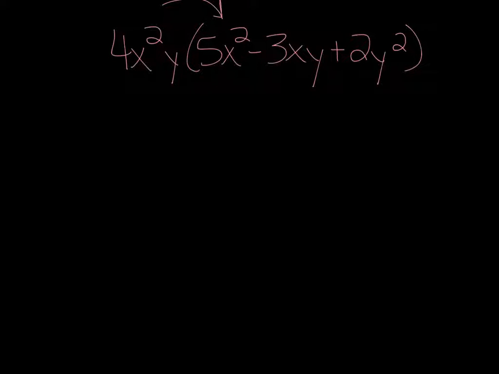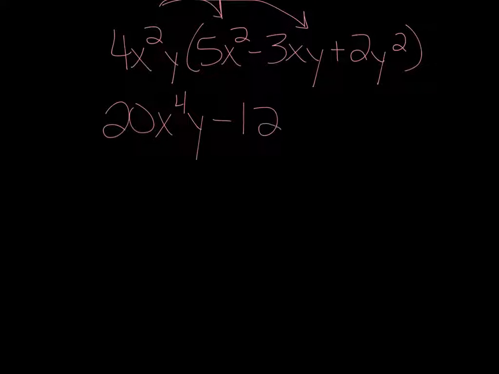So let's distribute. 4x squared y times 5x squared. 4 times 5 is 20. X squared times x squared is x to the 4th. My y just tags along because there's nothing to multiply it by there. Then distribute to the next one. 4 times negative 3 is negative 12. X squared times x is x cubed. Remember, you add your exponents when you're multiplying. And y times y is y squared.